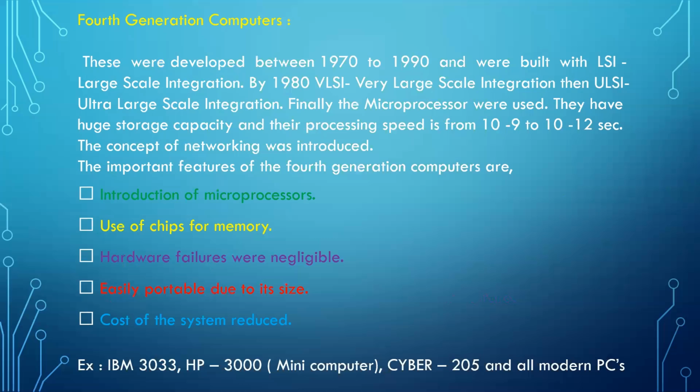They have huge storage capacity, and their processing speed is from 10 to the power minus 9 to 10 to the power minus 12 seconds. It means the storage capacity of these fourth generation computers was very large, a huge amount compared to its predecessors, that is first, second, third generation computers. And the processing speed also improved from nanosecond to picosecond, that is 10 to the power minus 9 second to 10 to the power minus 12 seconds.